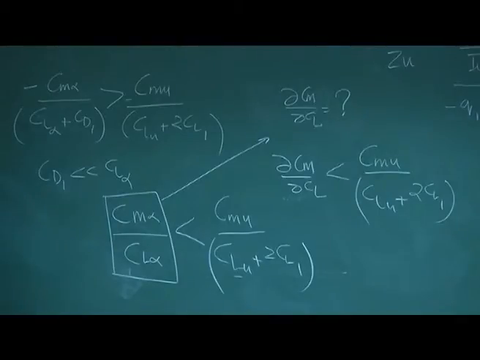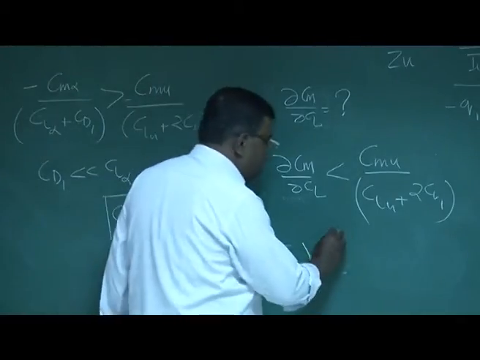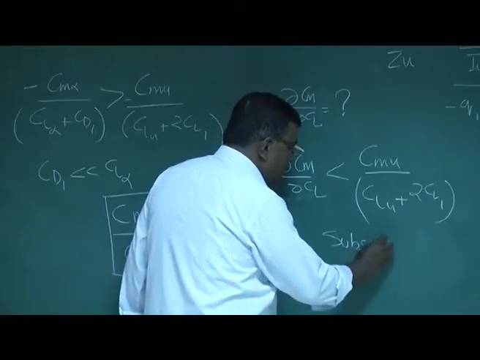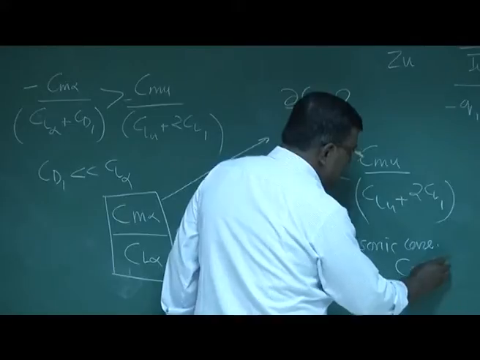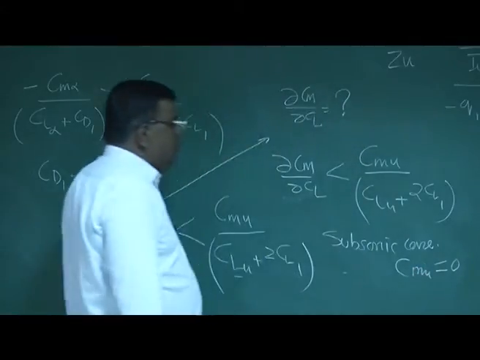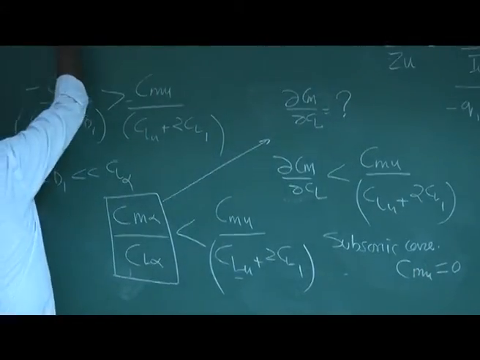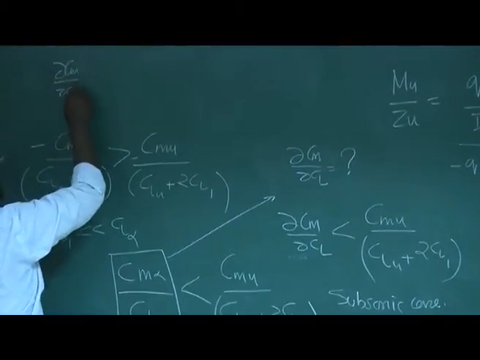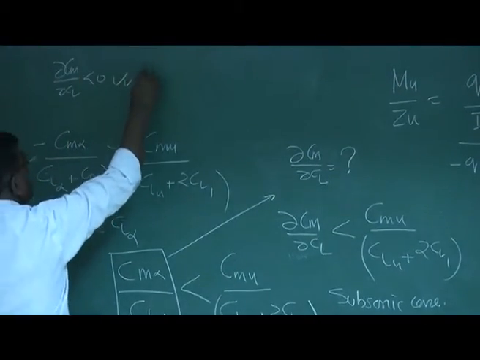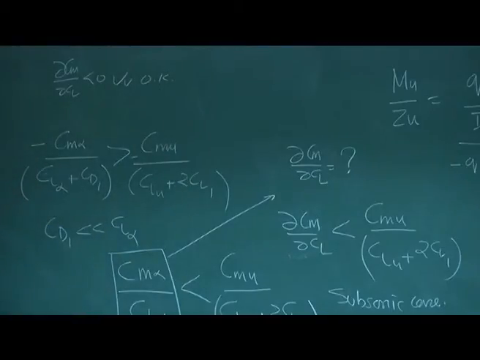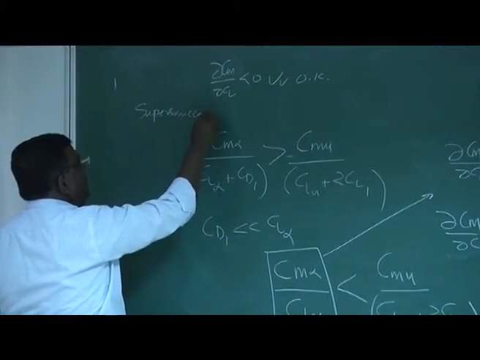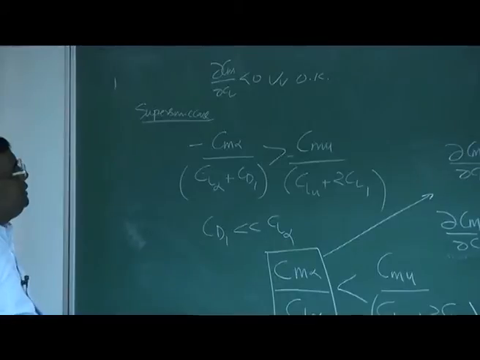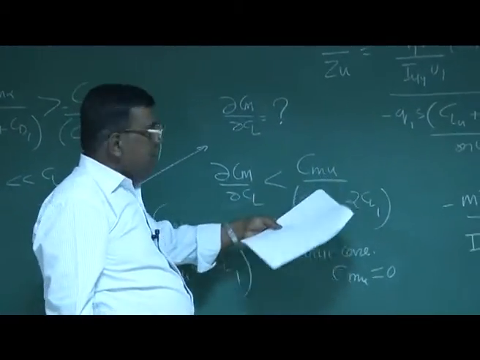Now, for a subsonic case, Cmu is equal to 0. So naturally, we have this condition, dCm by dCL less than 0. We are okay with this, right? But for the supersonic case, Cmu will be negative, right?